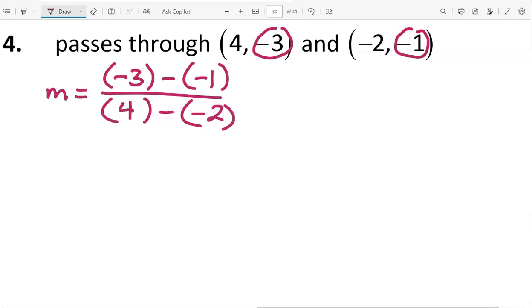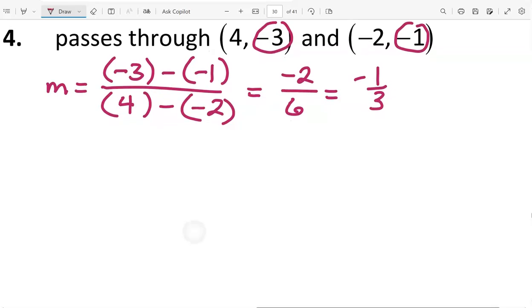In other words, whatever y coordinate we started with on top, we'll use the x coordinate from the same point on bottom to start with. -3 minus -1 is -3 plus 1, -2. 4 minus -2 is 4 plus 2, which is 6, and that slope reduces to 1/3.